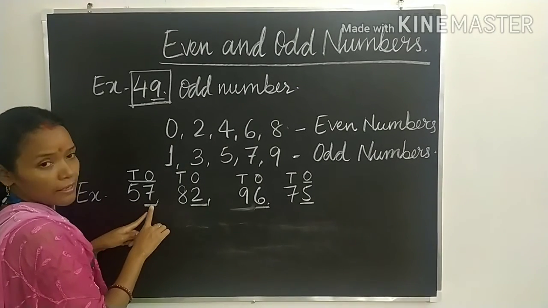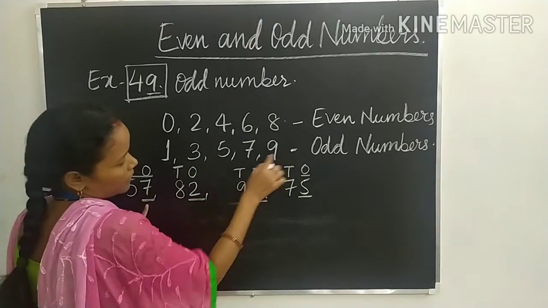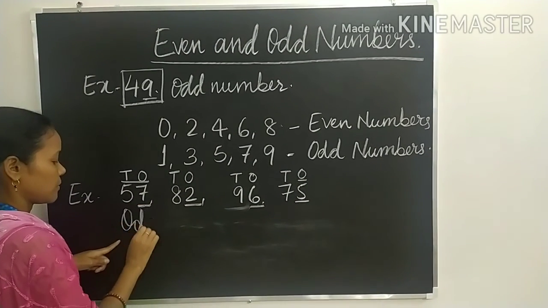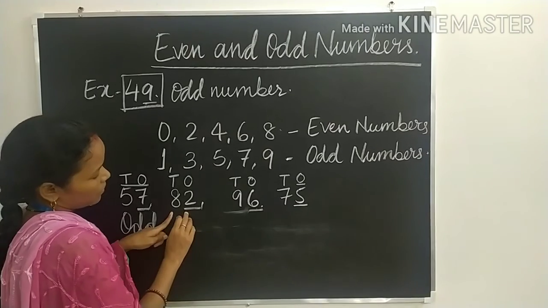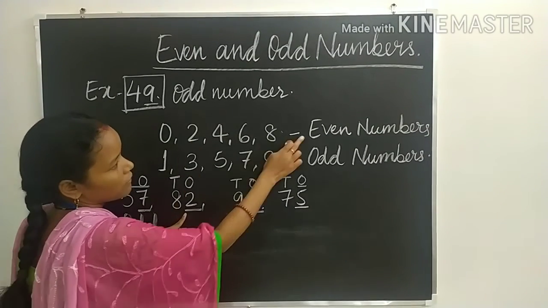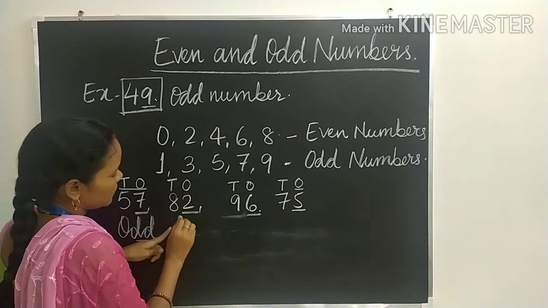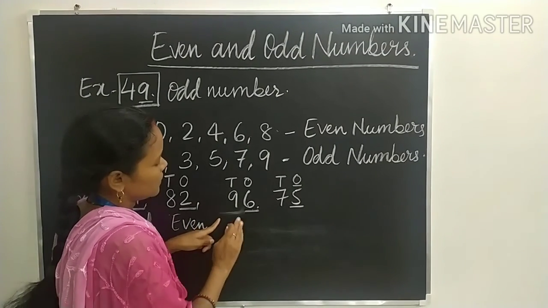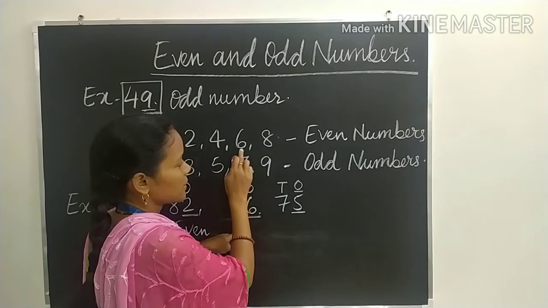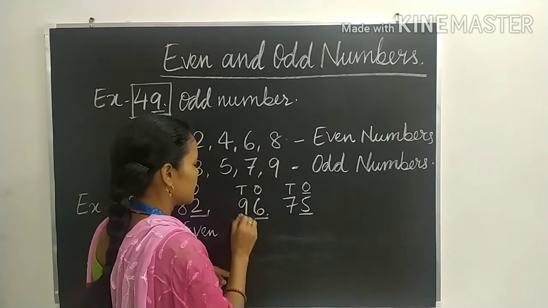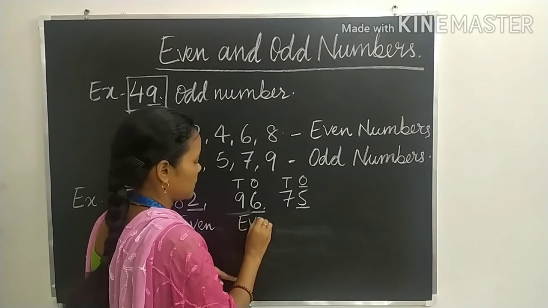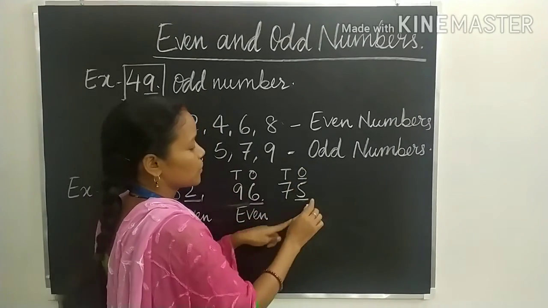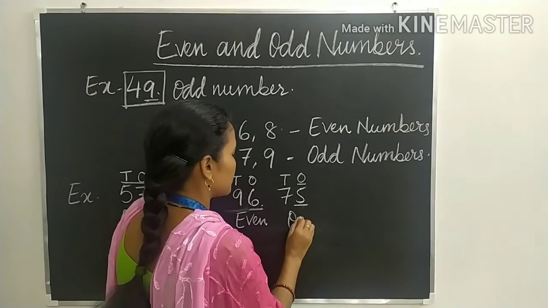57. 7 is an odd number. So this number 57 will be an odd number. Okay. Now 82. 2 is an even number. So 82 will become an even number. Now 96. 6 is an even number. So 96 is an even number. 75. 5 is an odd number. So 75 is an odd number.